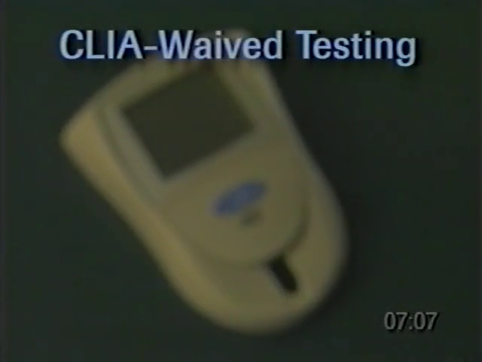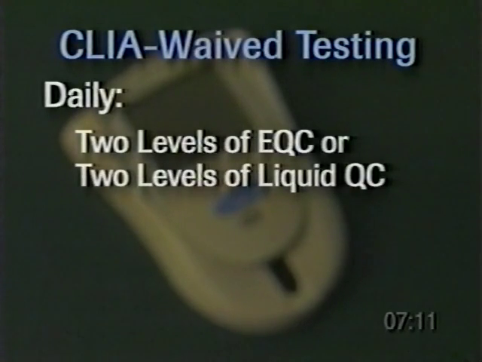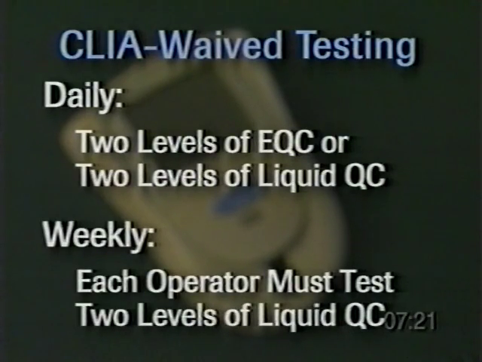The testing requirements for CLIA waived testing are that 2 levels of electronic quality control or 2 levels of liquid quality control must be tested daily to monitor performance. Once a week, each operator performing tests on the Coagucheck system must run 2 levels of liquid quality control and achieve results within the designated range.